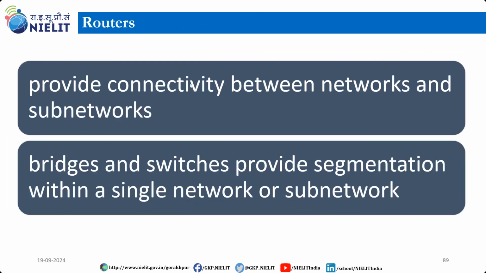So router provides connectivity between network and subnetwork. Subnetwork means a large network is divided into smaller networks, which become subnetworks. Bridge and switch provide segmentation within a single network or subnetwork. So basically bridge, switch or hub provide intra-networking connectivity and router provides inter-networking connectivity.